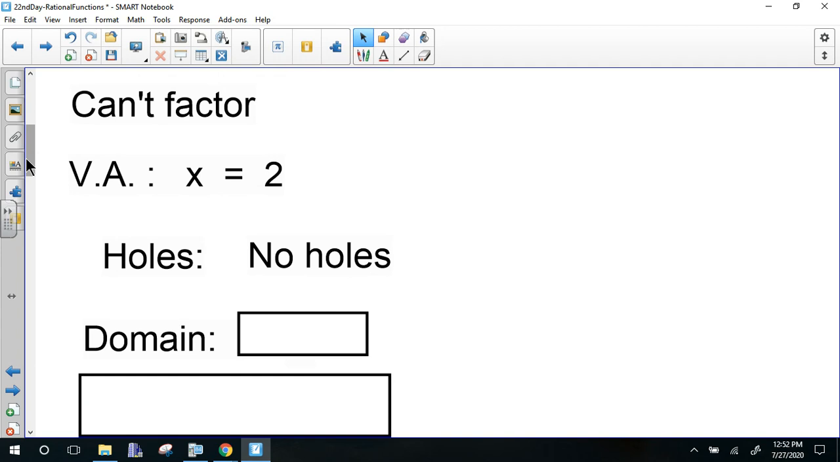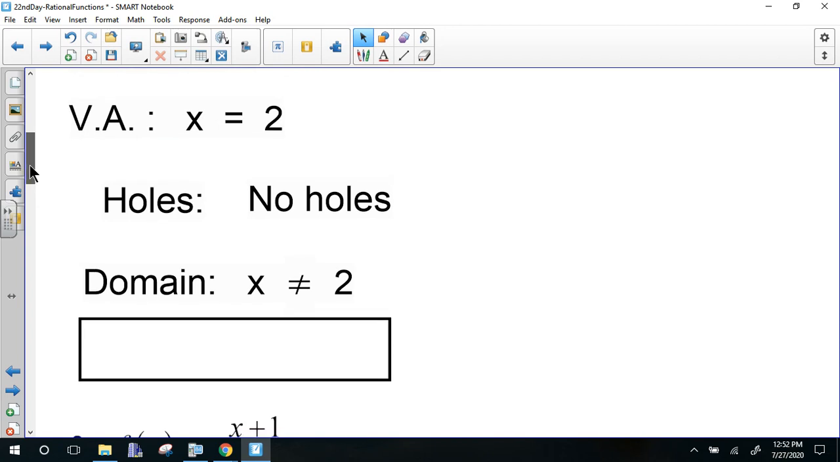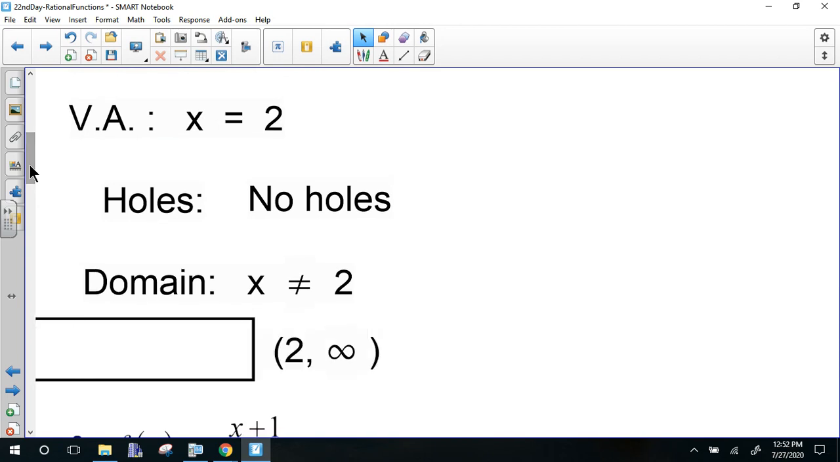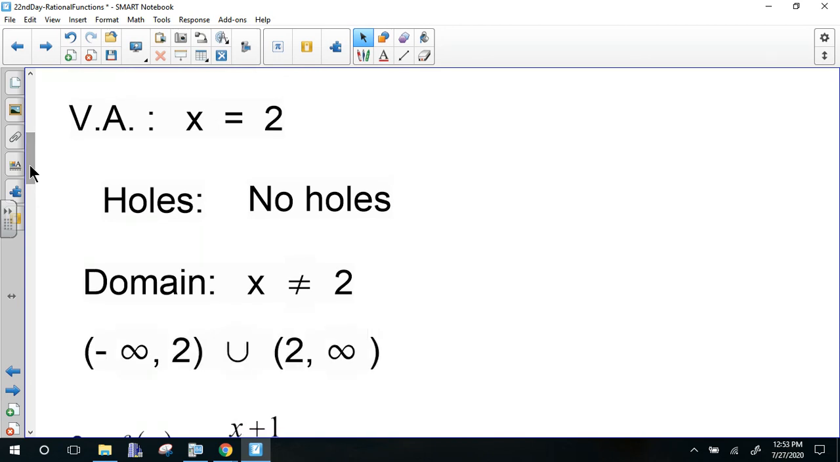Domain. X cannot equal 2. Notice that's where the vertical asymptote is. So if it can't equal 2, how would we write that in set notation? Well, can't equal 2 is negative infinity to 2, parentheses, union, parentheses 2 to infinity. We're excluding the 2.